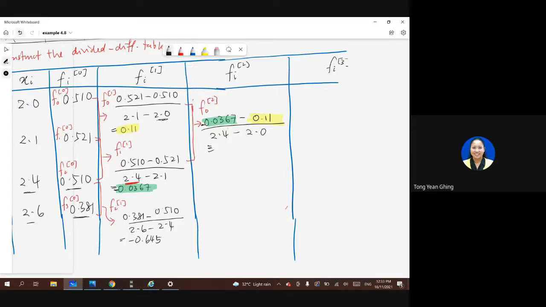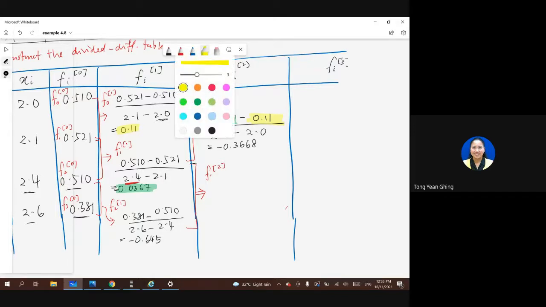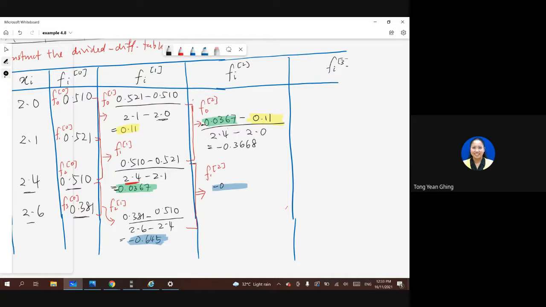Negative 0.3668. Is it like this? Correct or not? Same with you? And this one is between these two. So this is F1 second degree divided difference. So the value we will take is this value, negative 0.645 minus the green color value.